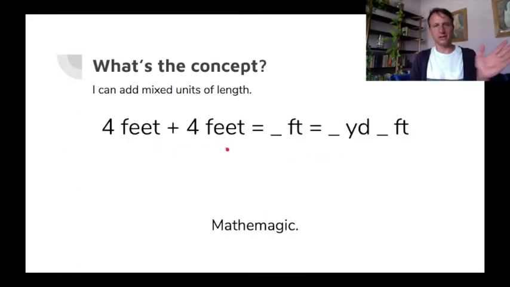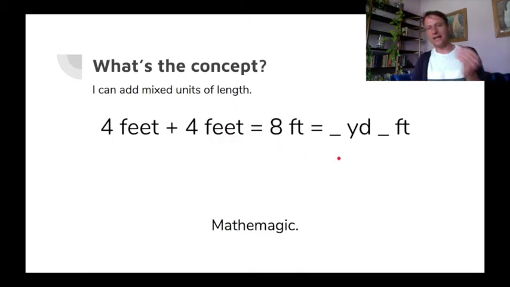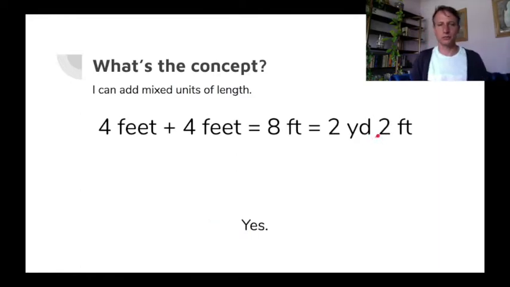Now we're doing feet and yards. So 4 and 4 are 8 feet. Divide that by 3. 3, 6. So there's 2 yards in there, and it leaves left over from 6, 7, 8, 2 feet. So 2 yards, 2 feet. All right, see how this works?